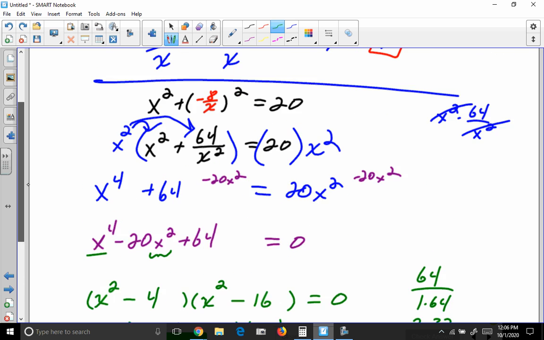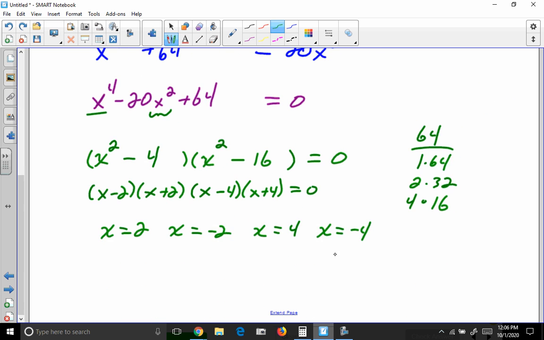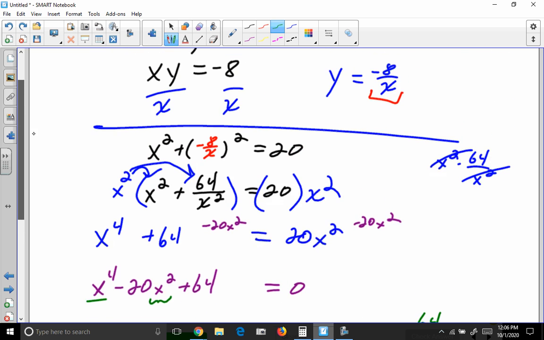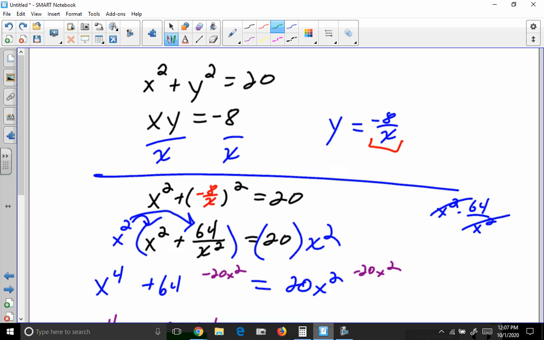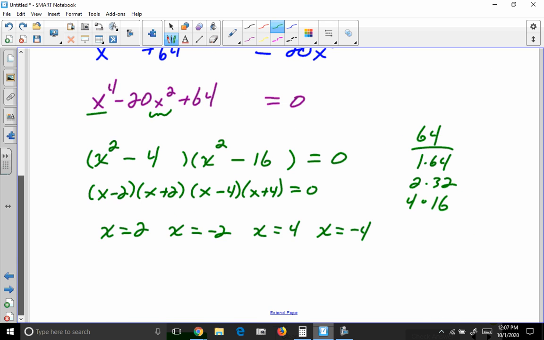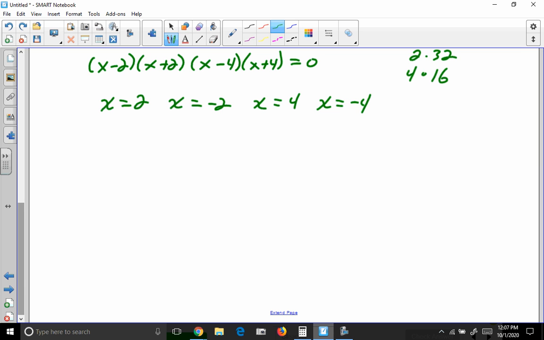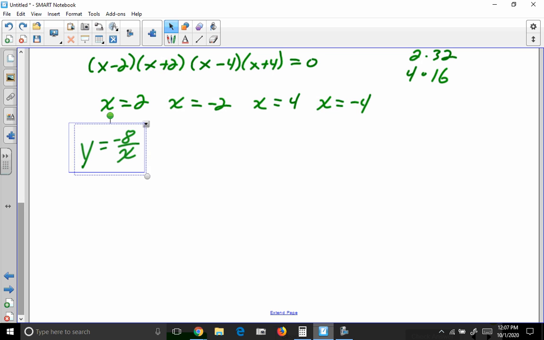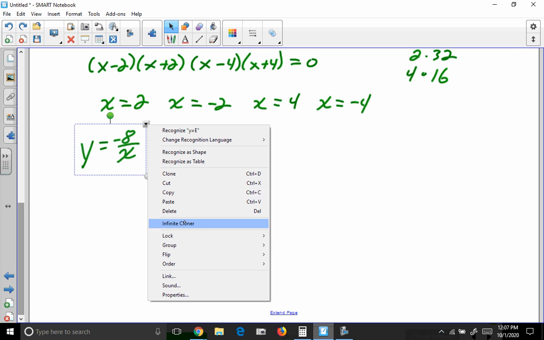So we need these x's and plug back in to get y. So if we have a choice, we want to pick the simpler one. So I'm going to pick this one because it involves smaller power. And because it already has y by it. Y is negative 8 over x.